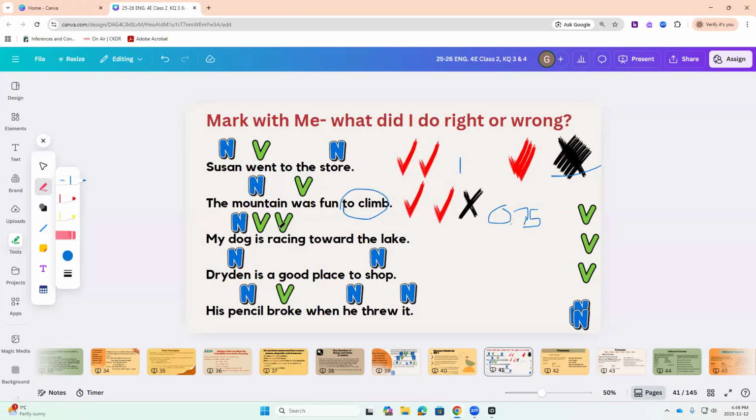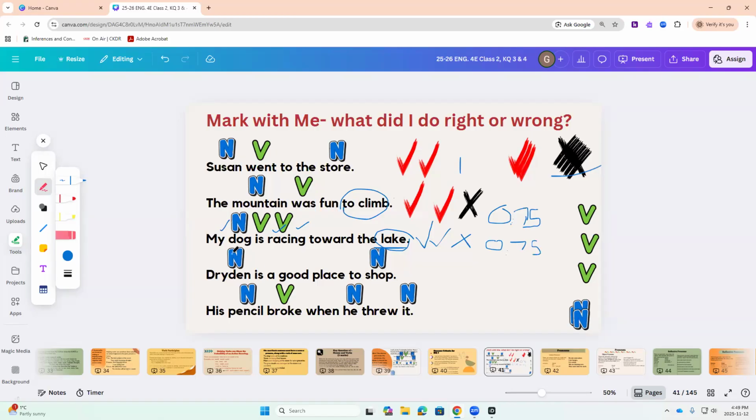My dog is racing toward the lake. Dog is correct, but I forgot the word lake. So that one is a mistake. Is racing? Yep, those are both right. All right, so I got 1 full mark for my verbs, but I lost a mark for my nouns. So I'm going to get a 0.75 for that.